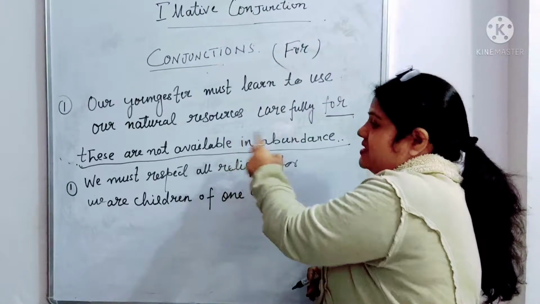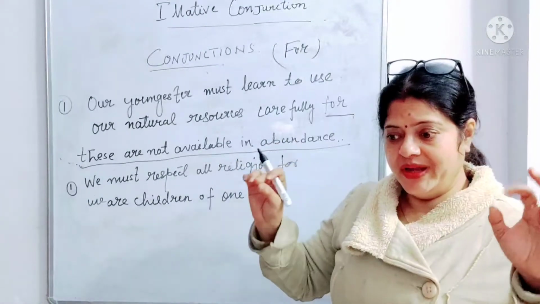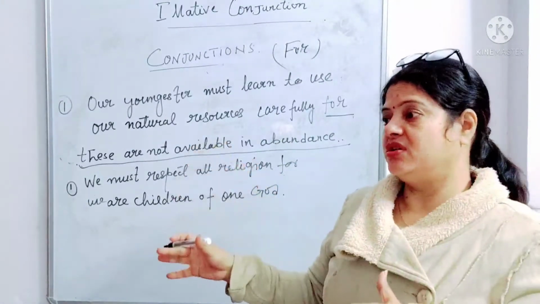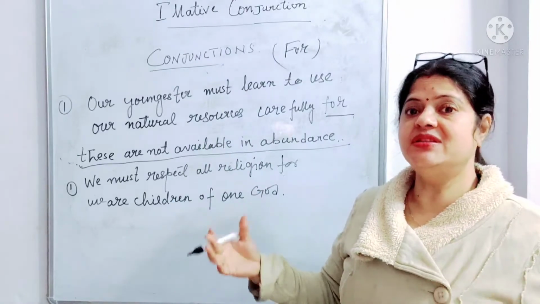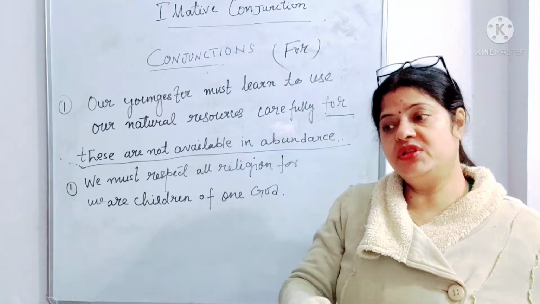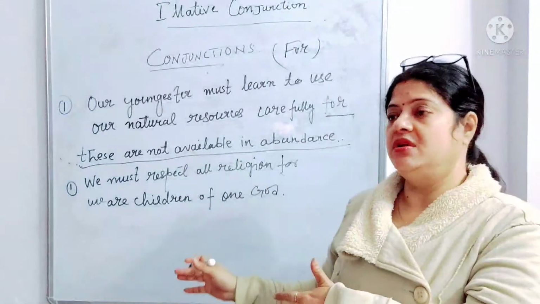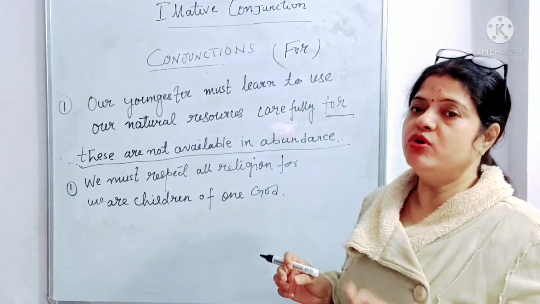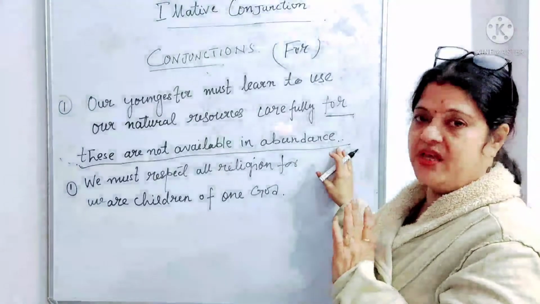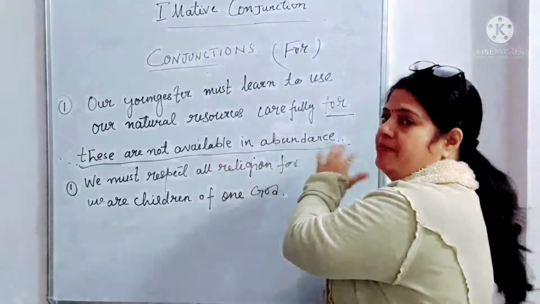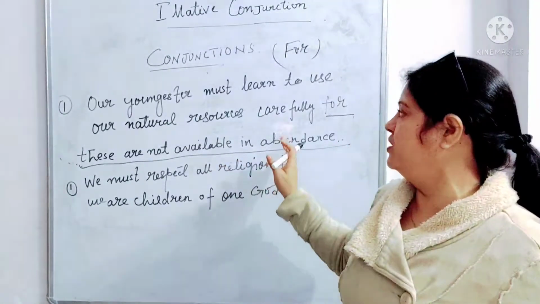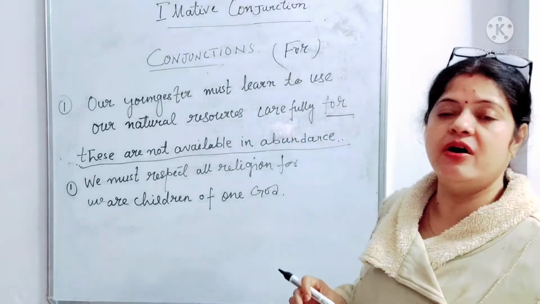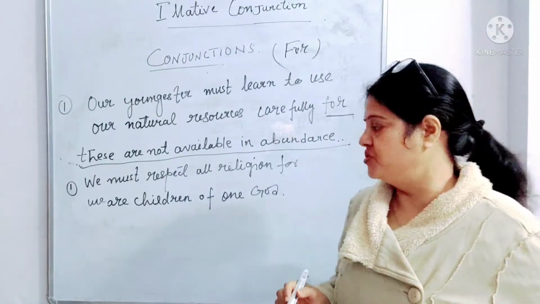So here, this sentence is not giving much emphasis on the reason that, if we do this, this might be the reason. This is not the exact reason, but there is a remote possibility of this type of thing happening in future if people will not take care of our natural resources.